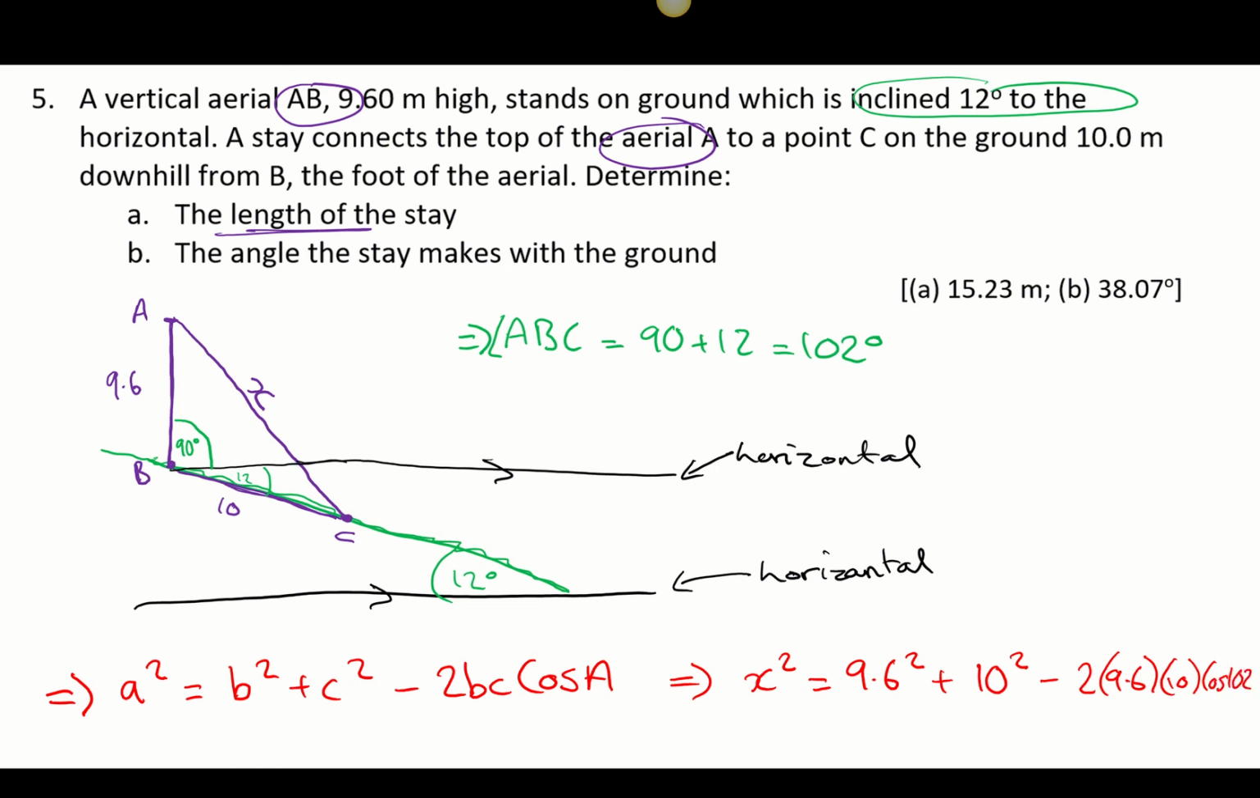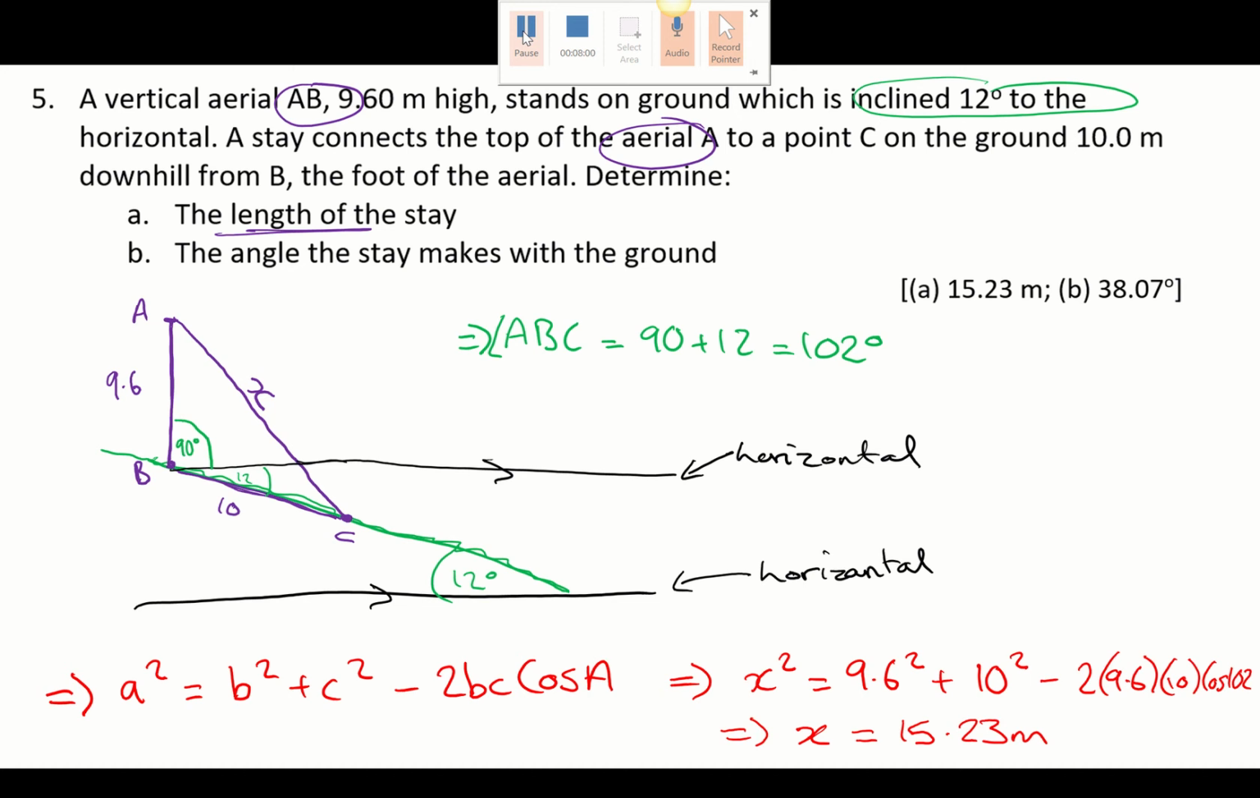Okay, and then when you type all this into a calculator, making sure your calculator is in degree mode, and then get the square root, you can find out that x will ultimately equal 15.23 meters. So we've done the first part. We've gone ahead and found the length of the stay.